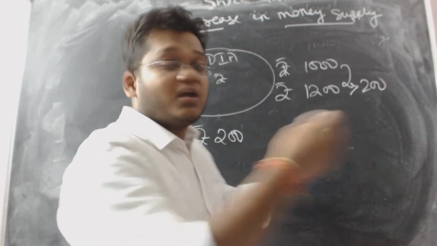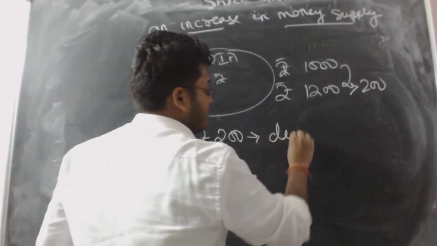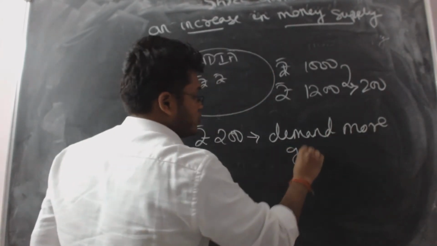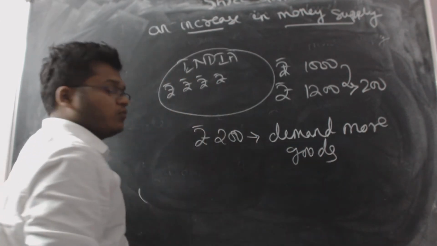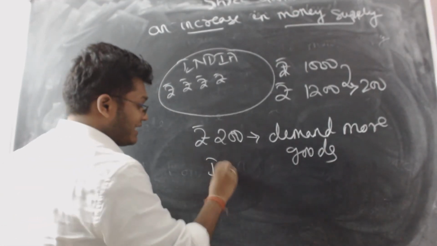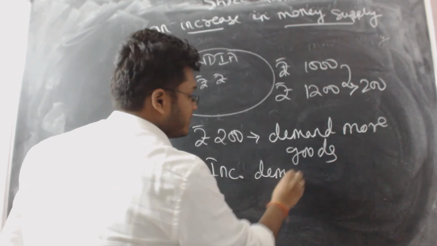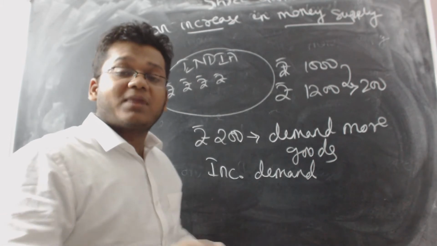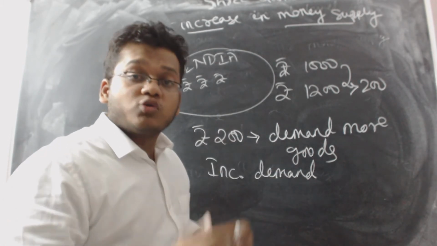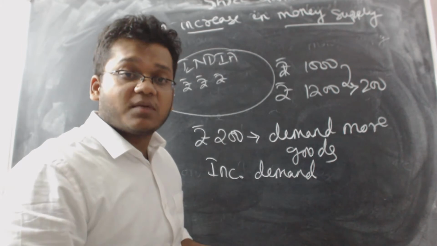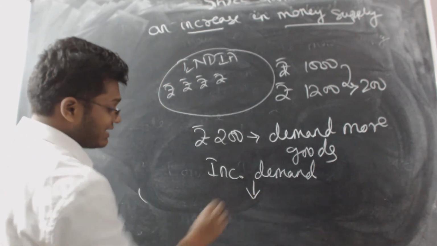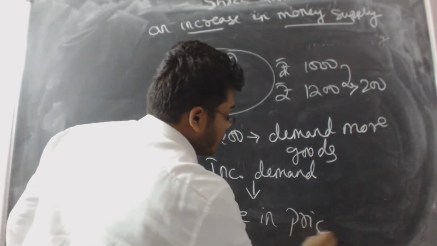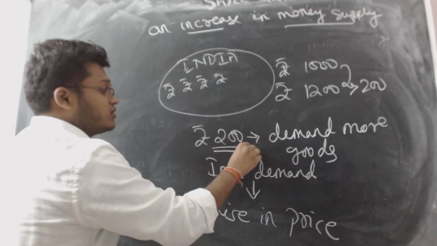You will be able to spend this 200 rupees more in the economy. This 200 rupees will increase your capacity to demand. You will be able to demand more goods. Now when you are able to demand more goods, it will automatically increase demand in the economy. As soon as it increases the demand in the economy, prices of the goods will also go up because you are willing to pay more to satisfy your demand. So an increase in demand will automatically increase the price. Rise in price level. Why? Because you have extra 200 rupees.